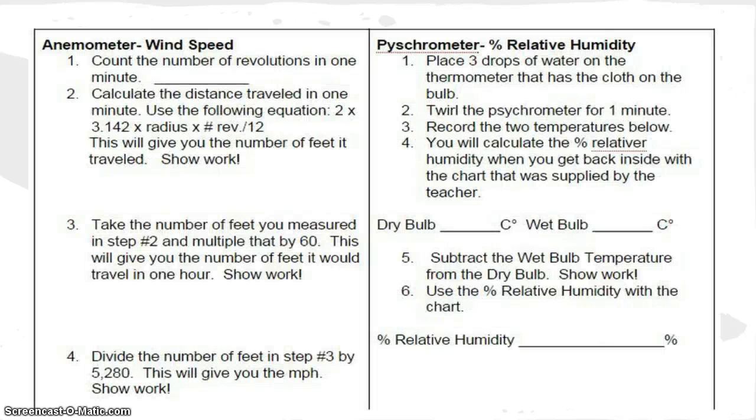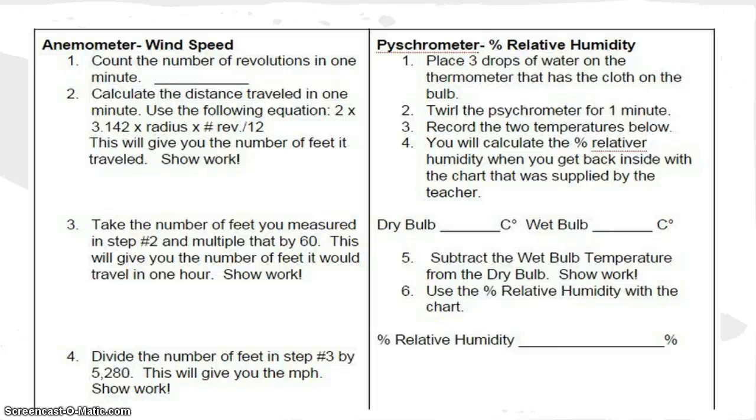Now, lastly, you're going to be doing the other two weather instruments and weather measurements, and these are going to take a little bit of calculation on your part. The anemometer, the wind speed, you're going to count the number of revolutions in 1 minute. So there's one cup on that anemometer that is a different color, and so as it spins, you're going to count the number of times that passes a certain point. Then you're going to calculate the distance traveled in 1 minute. So you're going to use the following equations to do that. So we're looking at 2 pi r really is what we're going to be using.